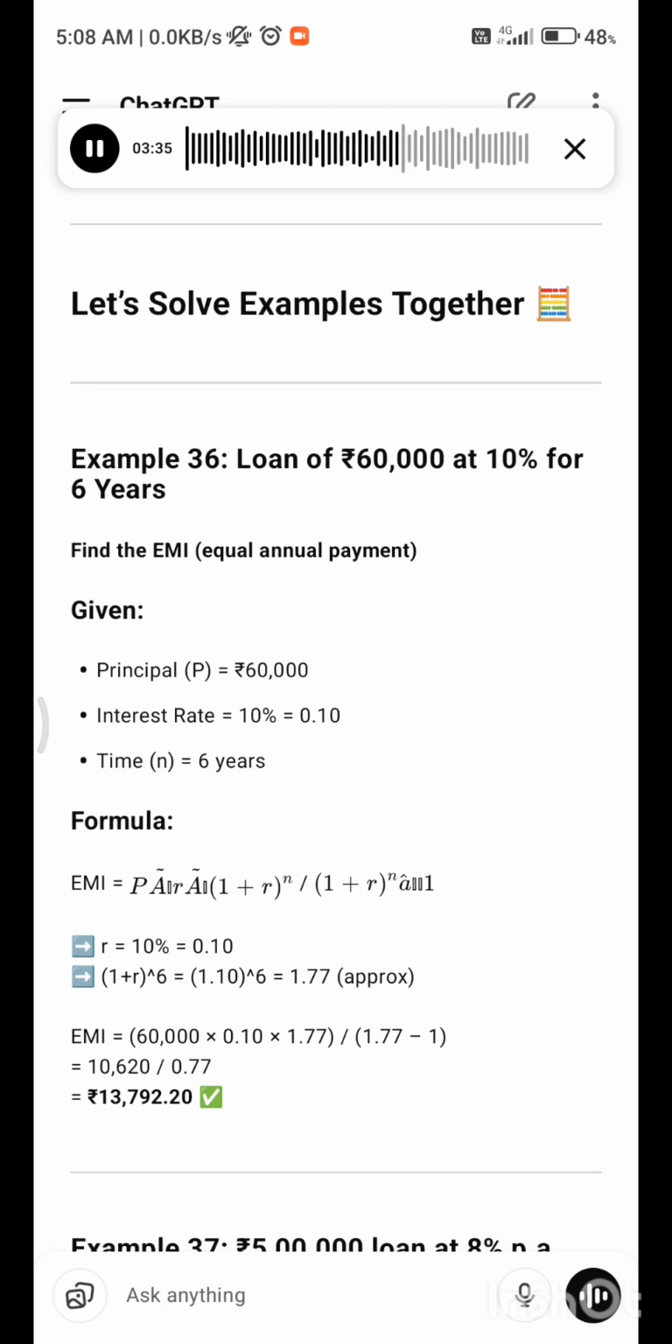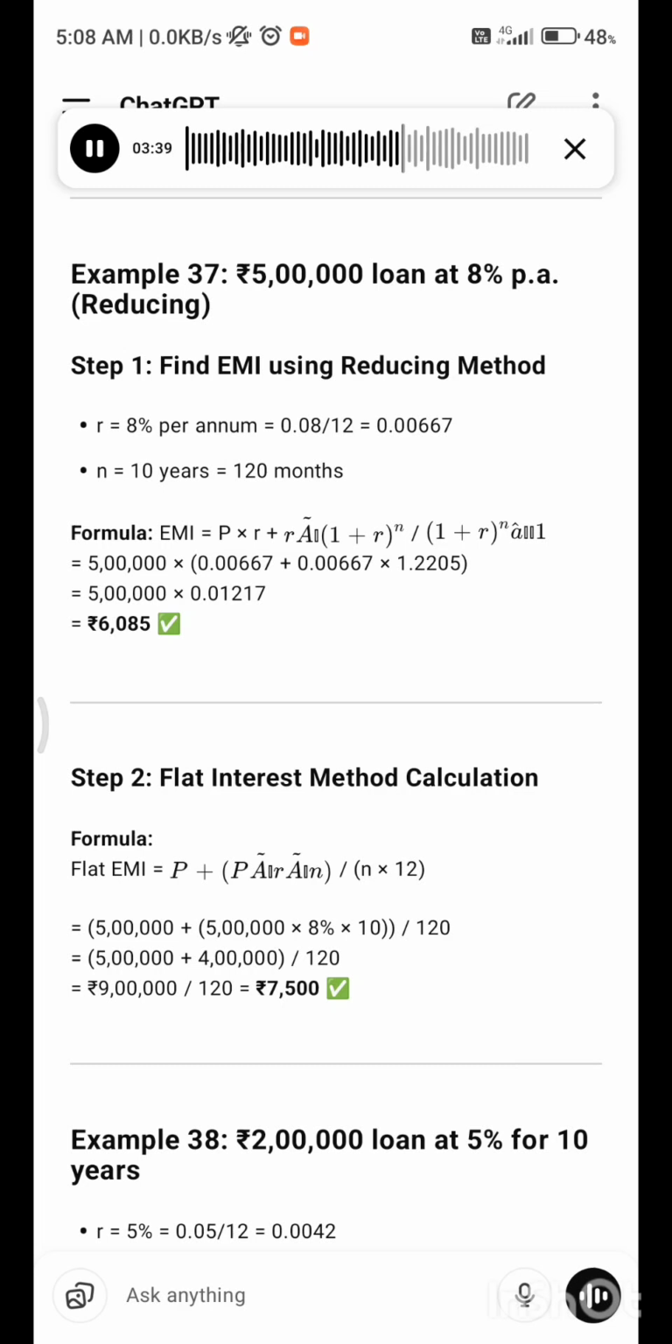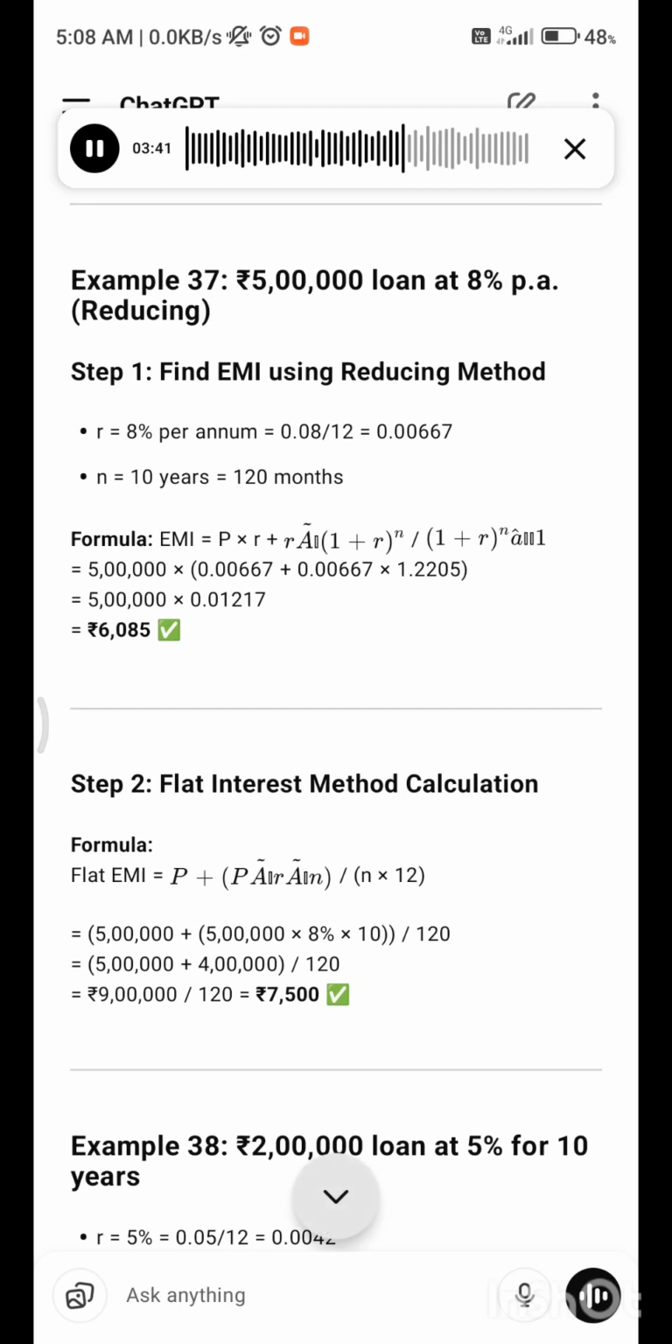Example 37: a 5,000 loan at 8% per annum, reducing. Step 1: find the EMI using the reducing method. R equals 8% per annum divided by 12, equals 0.00667 per month. N equals 10 years equals 120 months. Formula: EMI equals P times R times (1 plus R) to the power N, divided by (1 plus R) to the power N minus 1, which equals 5,000 times 0.00667 times 1.2205 divided by 0.2205, roughly 5,000 times 0.01217, about 60.85.